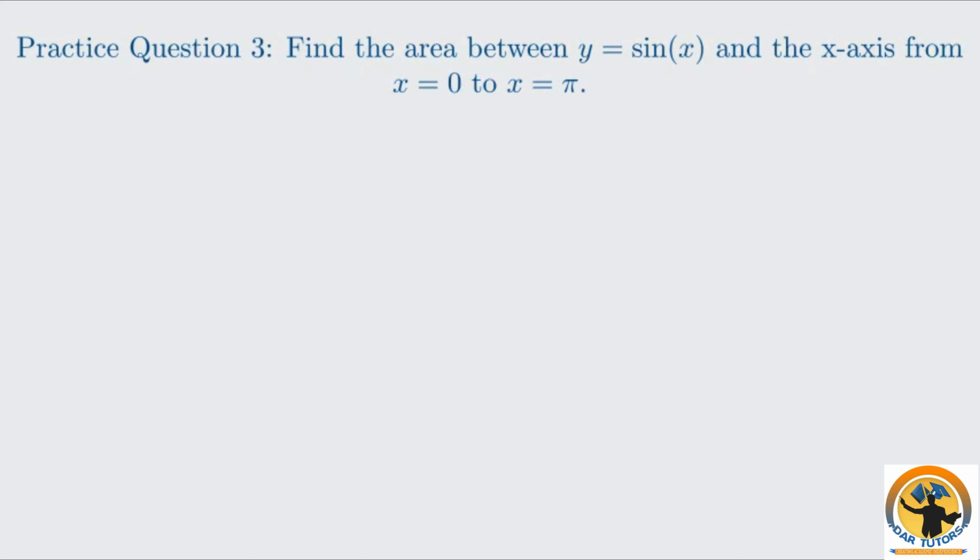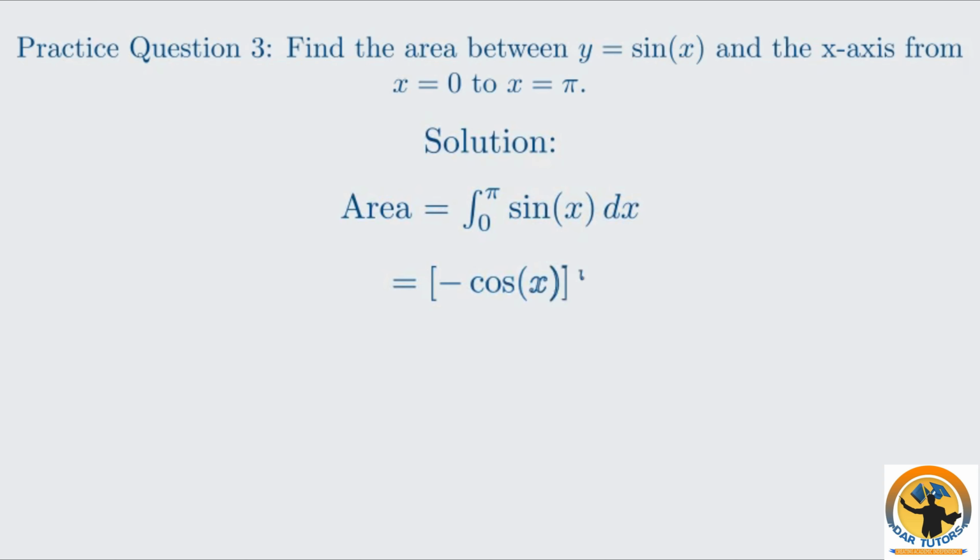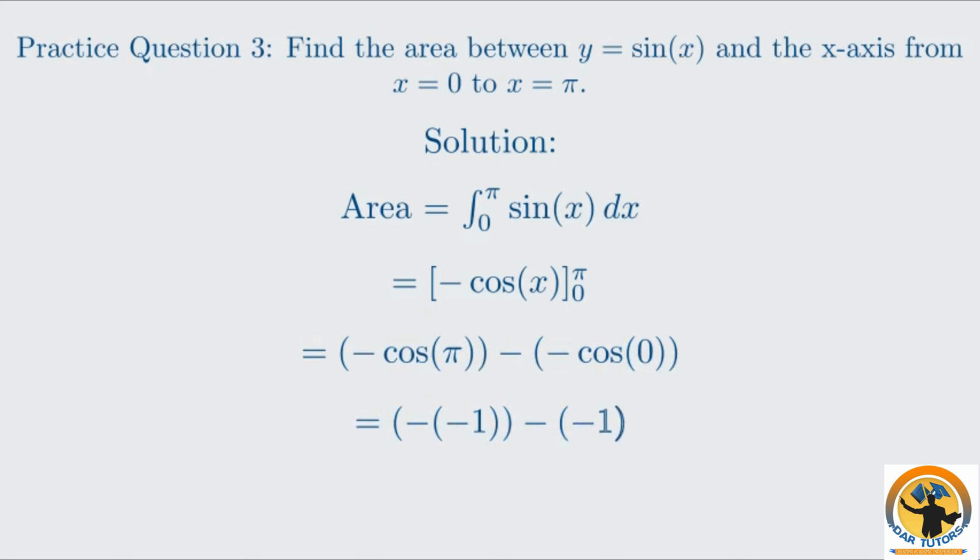The sine function is positive on the interval from 0 to pi, so we can find the area with a single integral. The area is the integral from 0 to pi of sine of x dx. The antiderivative of sine of x is negative cosine of x, so we evaluate negative cosine of x from 0 to pi. Applying the theorem, we get f of pi minus f of 0. This is negative cosine of pi minus negative cosine of 0. Cosine of pi is negative 1, and cosine of 0 is 1. So we have negative negative 1 minus negative 1, which is 1 plus 1, or 2. The area is 2 square units.